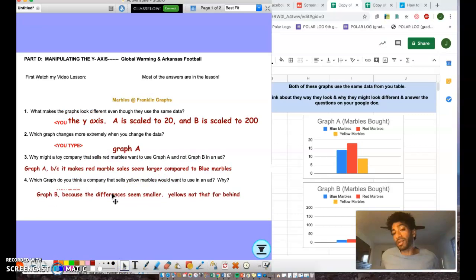Okay, and while, like I said, this is just marbles at Franklin, I kind of made it up. We actually do see this thing all the time. And companies will literally just change this y-axis to make graphs suit what they have to say.